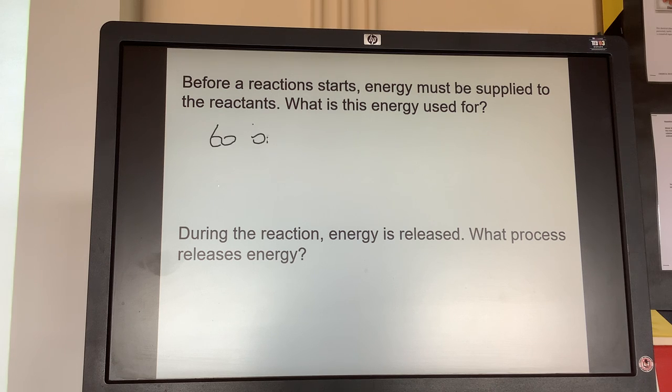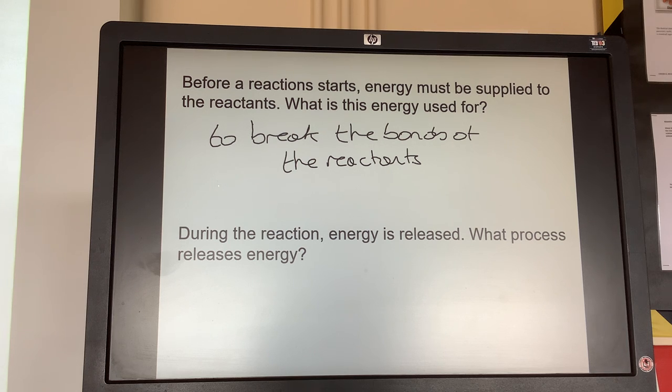It is used to break the bonds of the reactants. So in any reaction, some energy has to go in to break the bonds of the reactants. In every reaction, we need to break those bonds to get the reaction started. If we can't break the bonds in the reactants, they're never going to rearrange and form new products, new substances in a chemical reaction. We have to break the bonds.